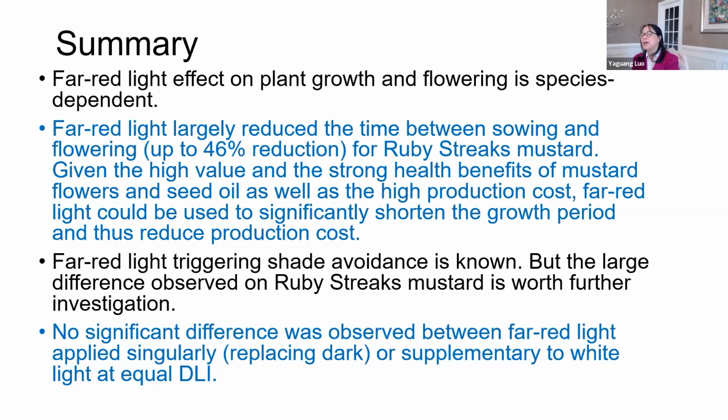The light triggering of shade avoidance is very well known. But the large difference that we observed on ruby streak mustard is worth further investigation and certainly needs a lot more optimization. A significant difference was observed between far red light applied singularly, replacing dark, or supplementary to the white light at equal daily light integral. Some of the findings are confirmation of existing science, but a lot are new findings in this area, and we hope the information will be useful to our research partners and industry partners.